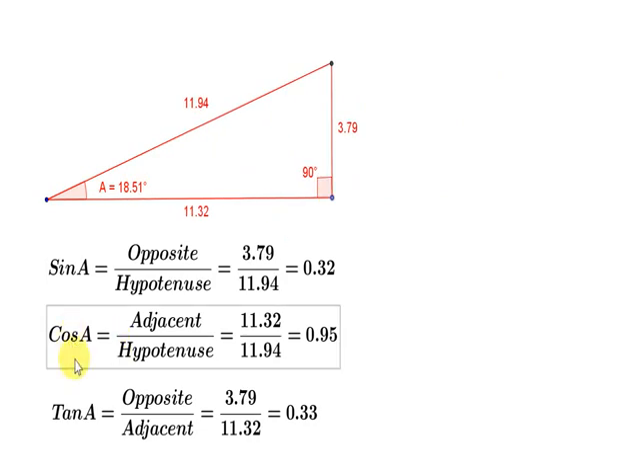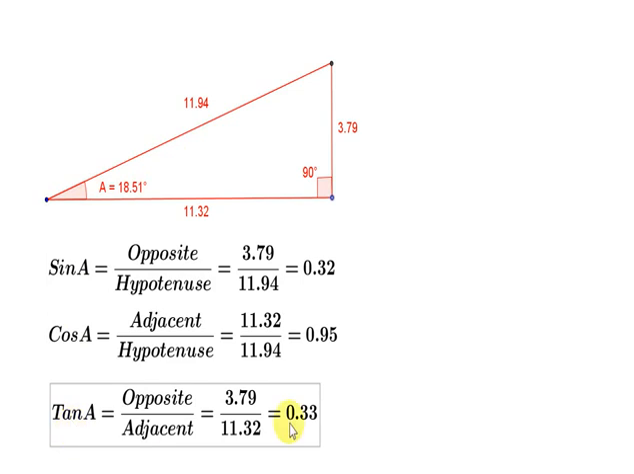And the same, of course, is true for cos of A and tan of A. So the size of the right angled triangle makes no difference. It's this angle that counts. So as long as we keep this angle at 18.51 degrees, the sine, cos and tan of it are unchanged.